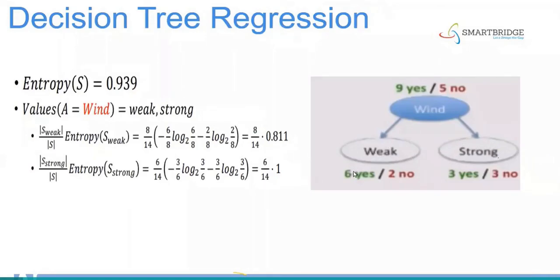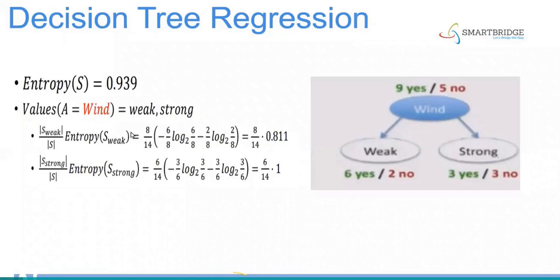For weak, you will have 6 yeses and 2 no's. For strong, you will have 3 yeses and 3 no's. Now let's calculate the entropy of weak.